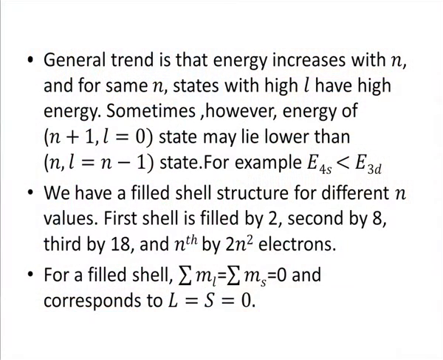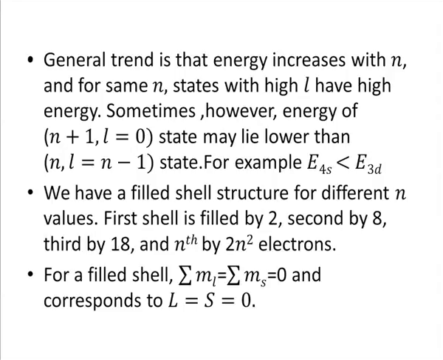Now, the general trend is that energy increases with n, and for a given n, states with high l have high energy. Sometimes, however, the energy of the n plus 1, l equal to 0 state may lie lower than the n, l equal to n minus 1 state. For example, the energy of 4s is less than the energy of 3d. We have a filled shell structure for different n values. The first shell is filled by 2, second by 8, third by 18 and nth by 2n square electrons.